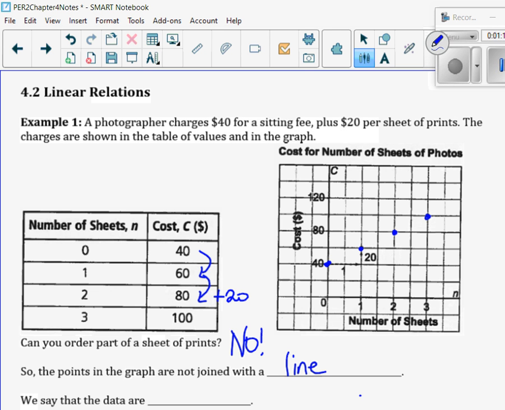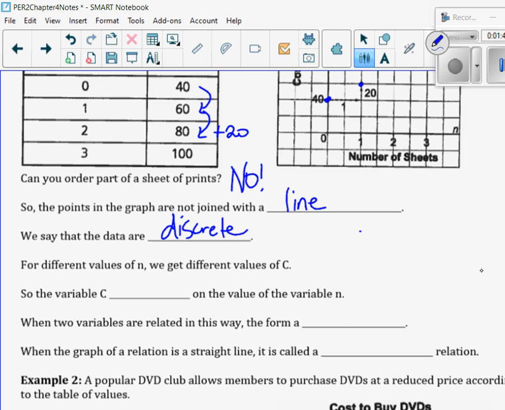data, we say the data are discrete, meaning they're not continuous from point to point. There's not part of a sheet in this case. For different values of n, we get different values of c. So the variable c, meaning cost, depends on the value of the variable n.